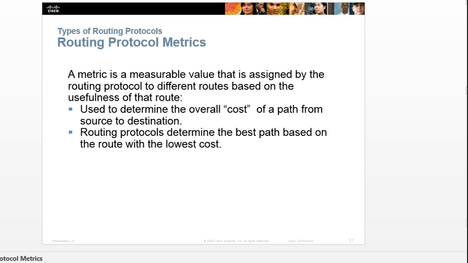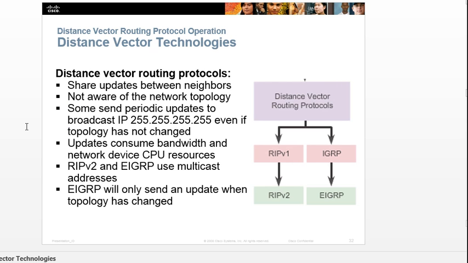So when we talk about routers, we talk about metrics. And a metric is a measurable value that is assigned to a route based on the usefulness of that route. It is used to determine what is called the overall cost of a route. Routing protocols determine the best path based on the route with the lowest cost.